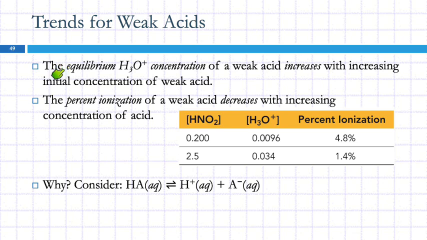Okay, so the equilibrium hydronium ion concentration of a weak acid will increase as the initial concentration increases. But the percent ionization actually decreases. And here we have an example for nitrous acid. 0.2 molar has a 4.8% ionization, but at 2.5 molar, it has 1.4%. And that kind of seems wrong, doesn't it? They should be the same, or it should go the other way. Well, why is it that way?